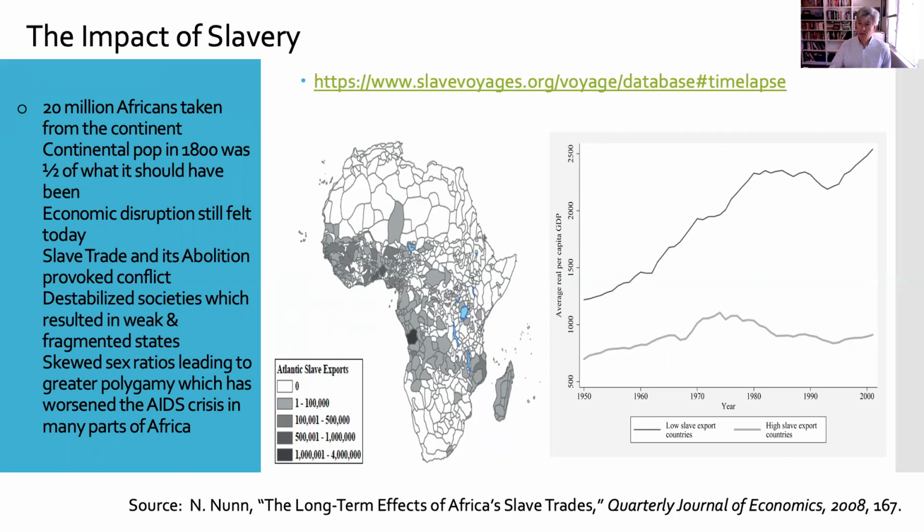And others have even looked at the ways in which this can, again, skew sex ratios, leading to greater polygamy in many African societies, which in the modern period has had an impact on the spread of AIDS throughout Africa, where, over the last few decades, the AIDS crisis was absolutely critical. And again, it has been another brake on African populations and African economic growth and political stability.